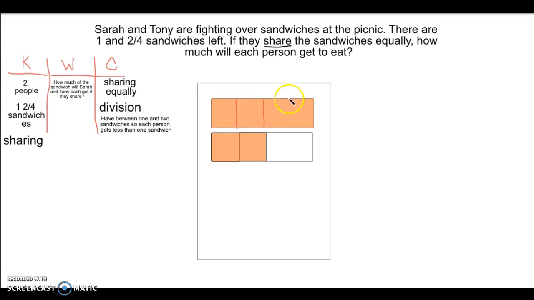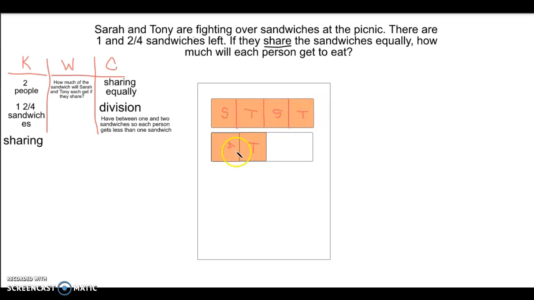Now, if Sarah and Tony are sharing, the easiest thing for me to do is just go Sarah, Tony, Sarah, Tony, Sarah, Tony, and we'll see when we run out of sandwiches. All right, so I'll give 1 to Sarah, 1 to Tony, 1 to Sarah, 1 to Tony, 1 to Sarah, and 1 to Tony. Okay, I've run out of sandwich pieces, so now I'm just going to double check that each person has the same number. 1, 2, 3 for Sarah, 1, 2, 3 for Tony. Okay, good. They both have the same number of pieces.